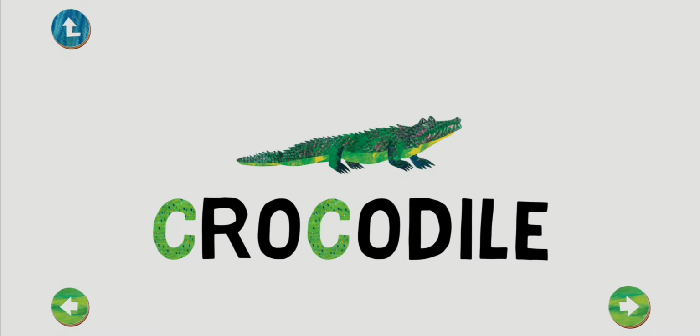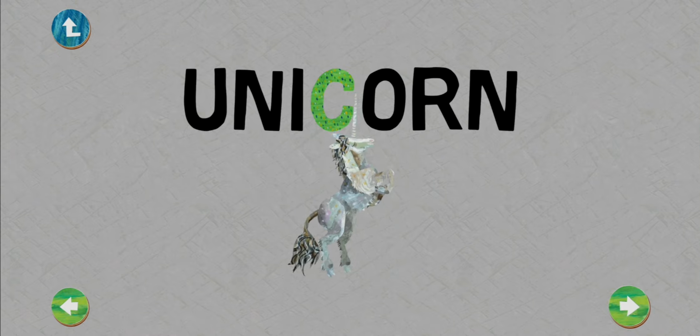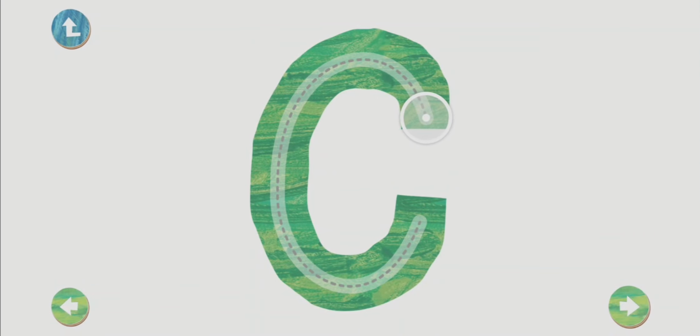C is for crocodile. C is in the word unicorn. Trace the letter C with your finger.